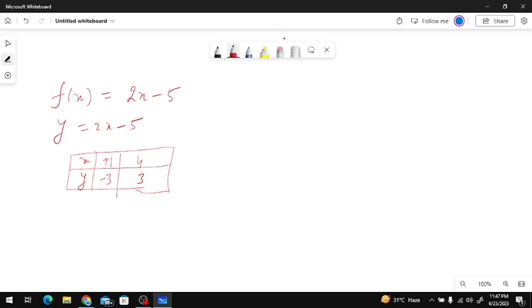Similarly, the second equation should be another polynomial like a quadratic. So if I write f(x) equal to x square minus 2x minus 8, and similarly I write here y equal to x square minus 2x minus 8, and we can plot another table. It looks like a parabola, a curve like a parabola.